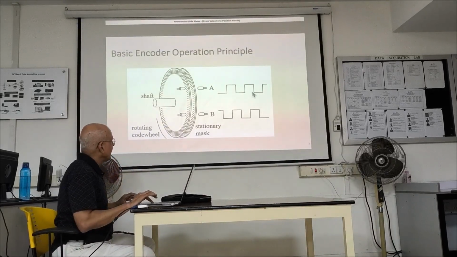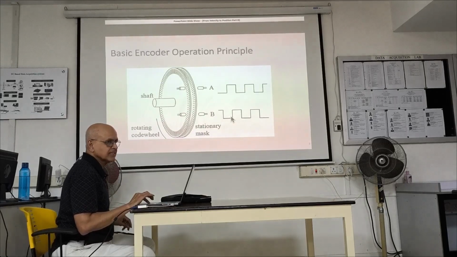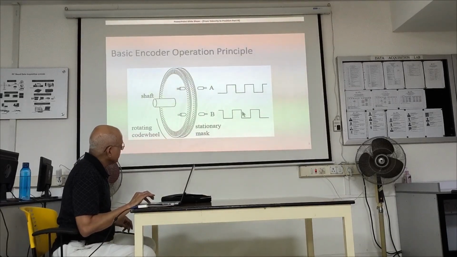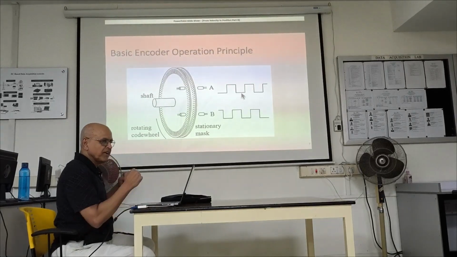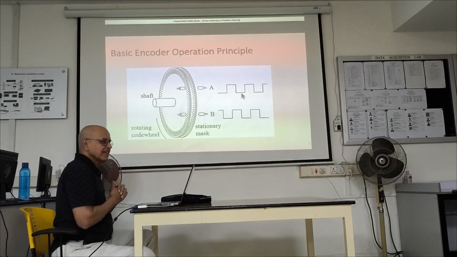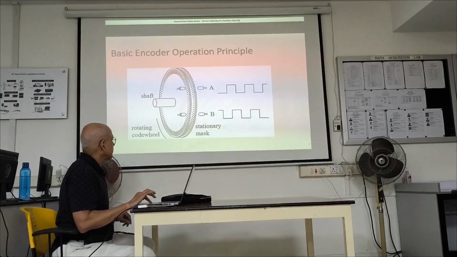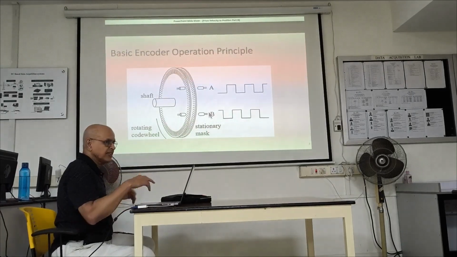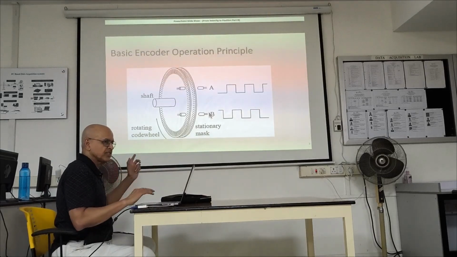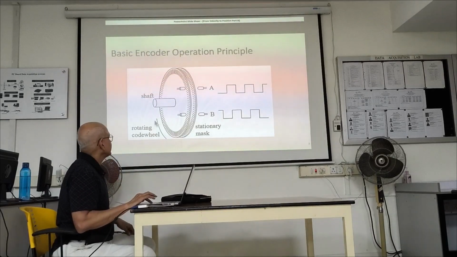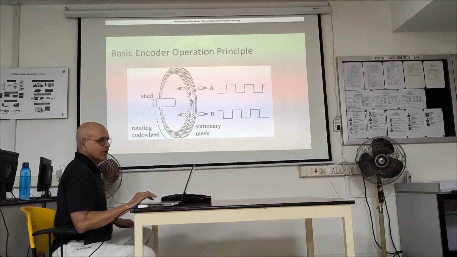So now I see A and B are slightly displaced. Look at B. You're getting the pulse here, where A is not high. So by comparing which one is ahead, you can figure out whether it's going forward or backward. Typically you have at least 2 channels. We actually have more channels. You can do a lot of things with this. This is the simplest encoder.